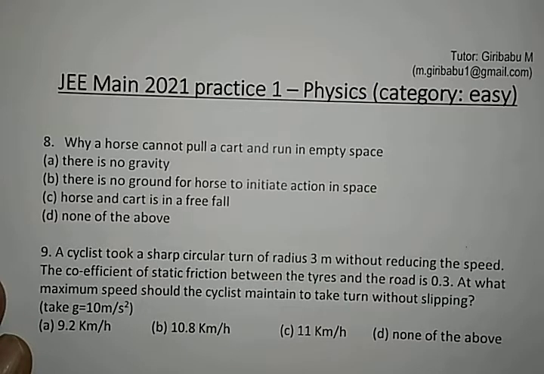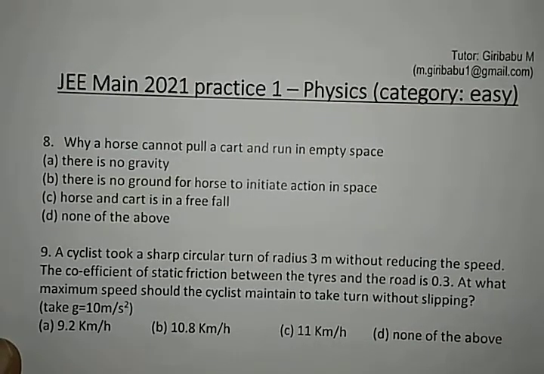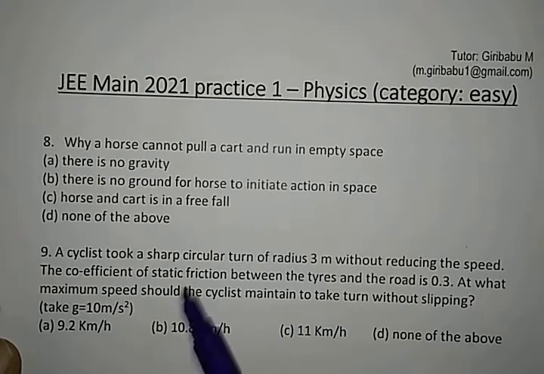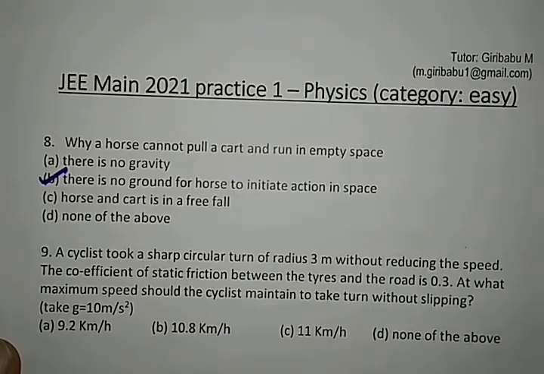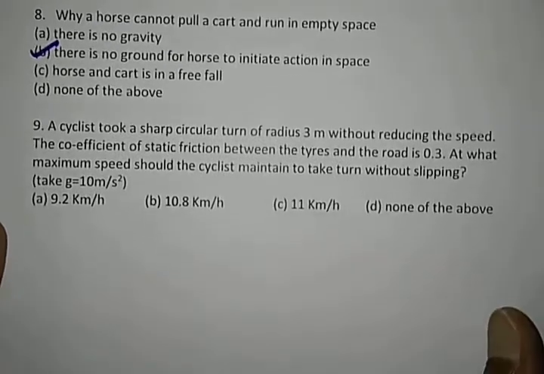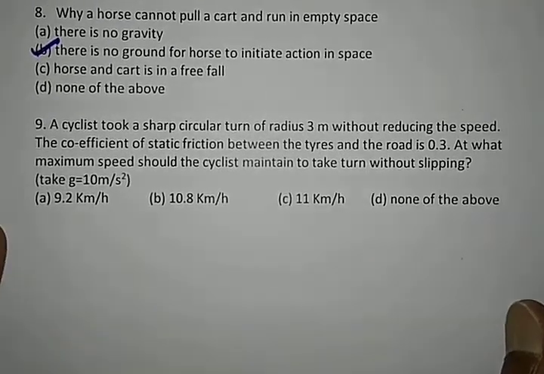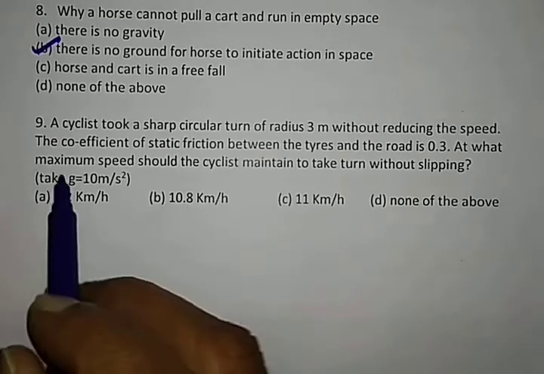Okay. So in this, actually gravity is not playing any part. So the answer is B. There is no ground for the horse to initiate action to get reaction to move forward. Okay. So some numericals also are selected. This is only for the practice.